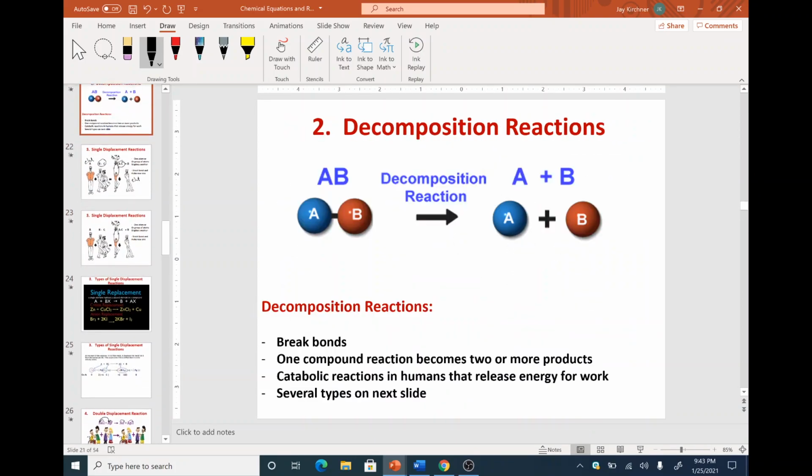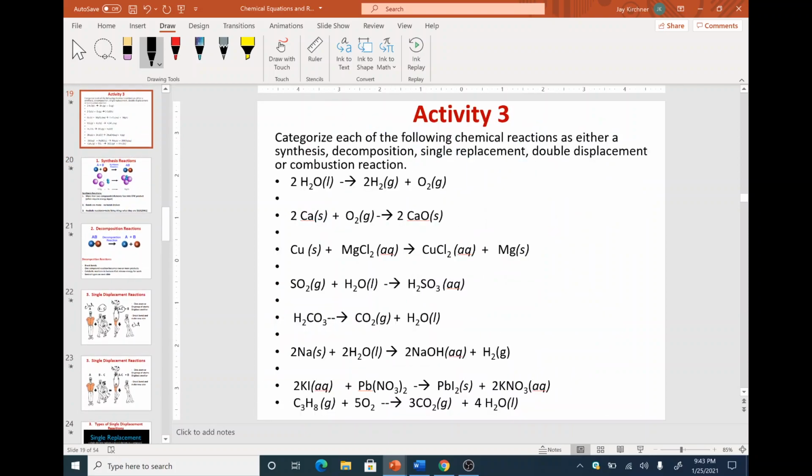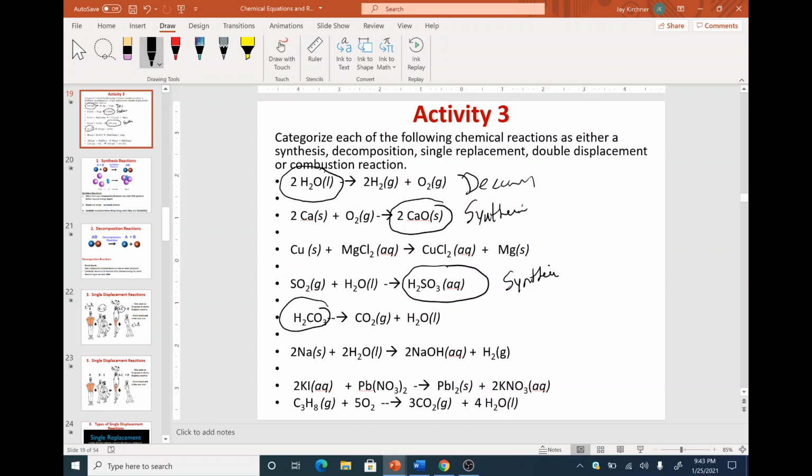So let's go back to a test now, what you would see on your homework and also on your quiz. Let's look through these first and look for synthesis. That means there's only one compound or one chemical on the right. Got it? Here's one. And that's it. So we have synthesis for these. Let's look for decomposition. One chemical on the left. Here's one. And here's one. So this is decomposition.